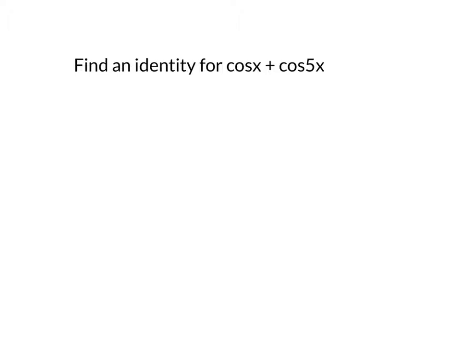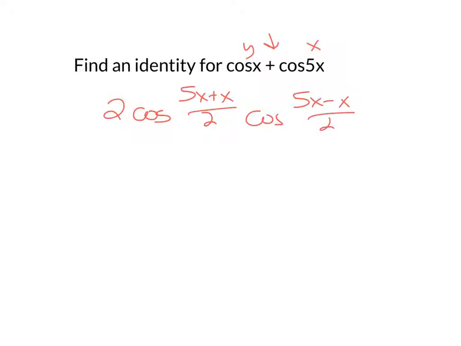There is one called sum to product. You can look at that and find where it says cosine plus cosine. What it says is cosine y plus cosine x. So I'm going to say this is my y, that's my x. I'm just going to go with it here. The identity says you do 2 cosine of x plus y over 2. So it'd be 5x plus x over 2 in this case. And then cosine of x minus y over 2. In this case, 5x minus x over 2.